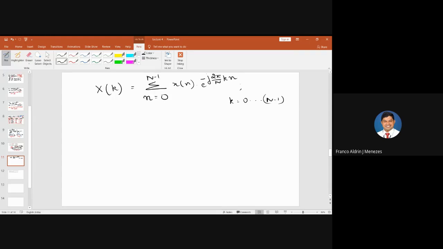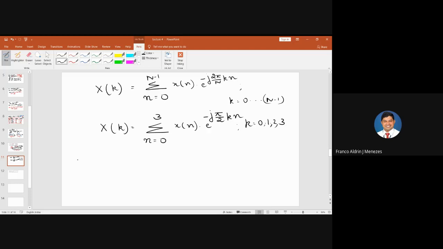So we will substitute the value of n. In this case, x of k is equal to summation n is equal to 0 to 3 of x of n into e to the power of minus j 2 pi by 4, which is nothing but pi divided by 2, k into n, and k is varying from 0 to 3. So k will have the values 0, 1, 2 and 3.